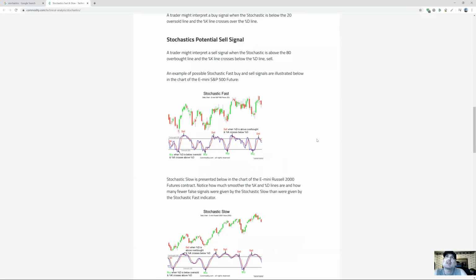Let's see what else they got here. Here's a stochastics fast chart. Way down here, this is way below 20. Look at the bounce here. That's a nice bounce. Then here, another bounce. Buy, bounce, buy, bounce. So it definitely works. It's just a matter of your time frame.